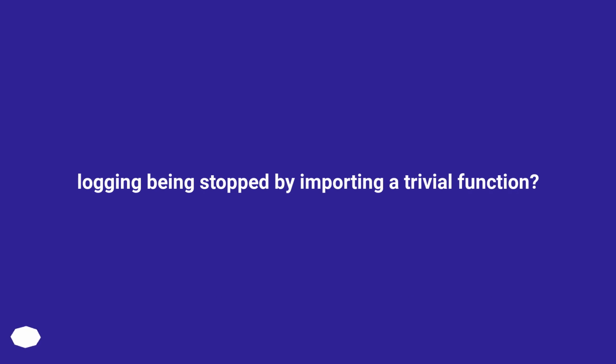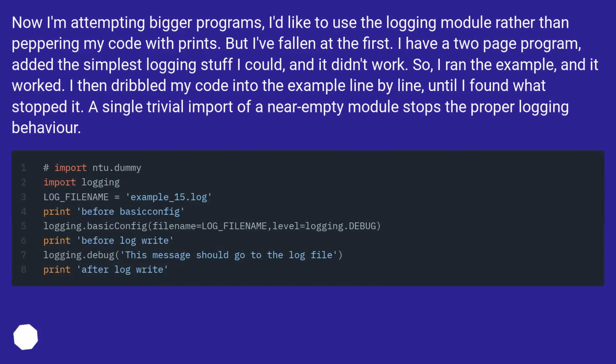Logging being stopped by importing a trivial function? Now I'm attempting bigger programs. I'd like to use the logging module rather than peppering my code with prints. But I've fallen at the first. I have a 2-page program, added the simplest logging stuff I could, and it didn't work.